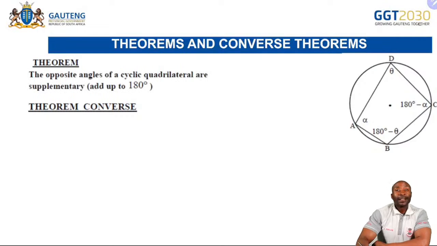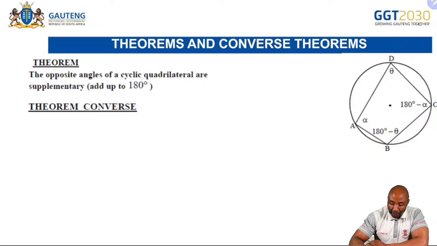Familiar one. We know this one. The opposite angles of a cyclic quadrilateral are supplementary. Supplementary means they add up to 180 degrees. So, if D is theta, it will follow that our angle B becomes 180 minus theta because these are opposite angles of a cyclic quad.